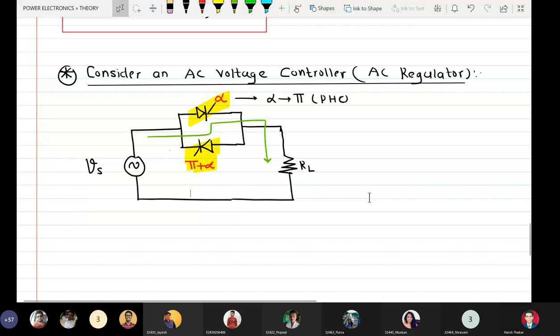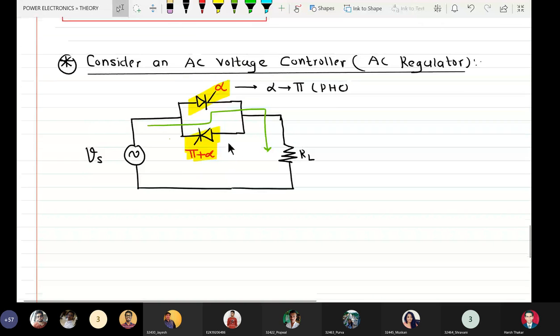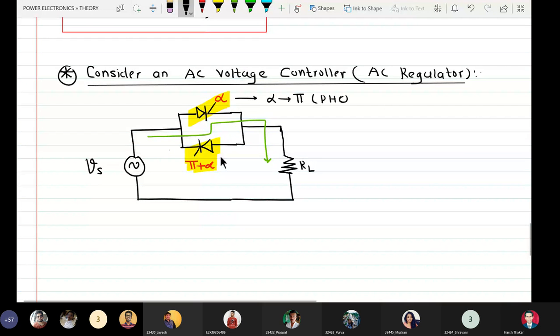So the lower SCR will conduct from pi plus alpha to 2 pi during the negative half cycle, and the current will flow like this in the opposite direction. That means the load resistor will experience a bidirectional current. During positive half cycle, the current will flow from top to bottom and bottom to top during negative half cycle. So we have bidirectional current.